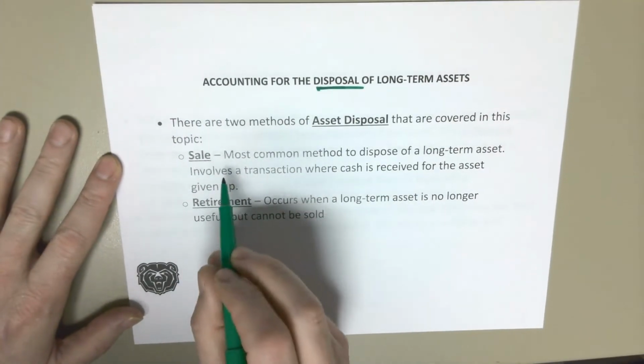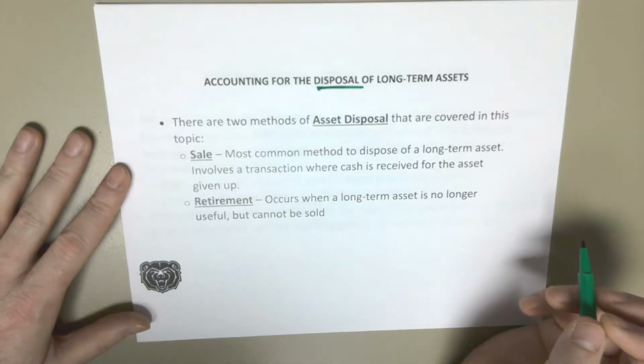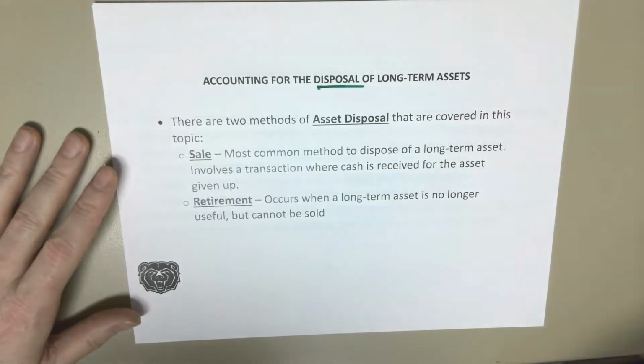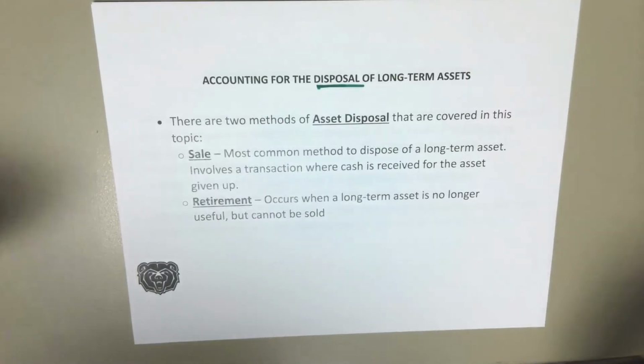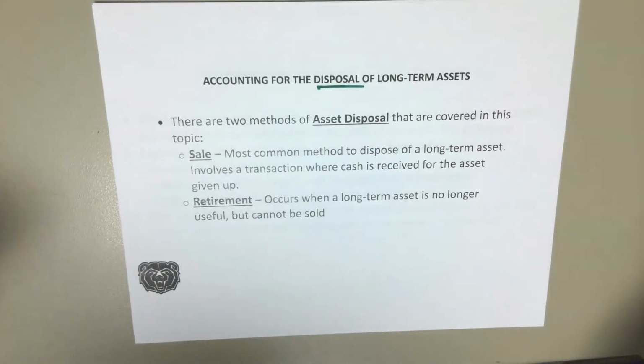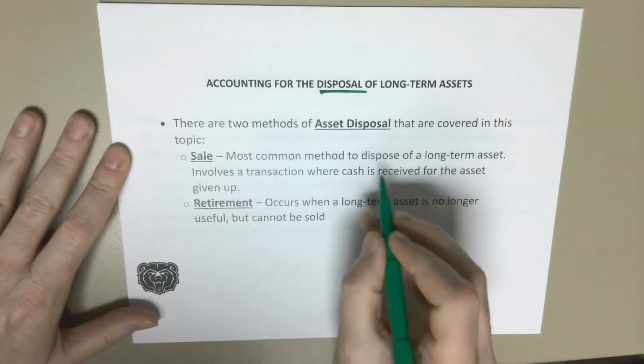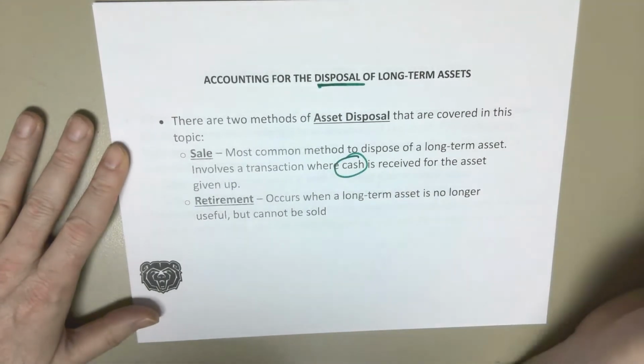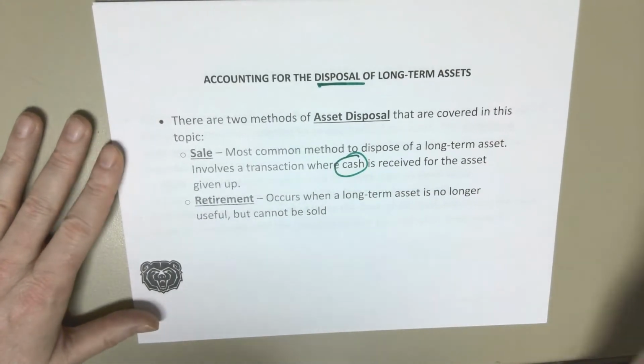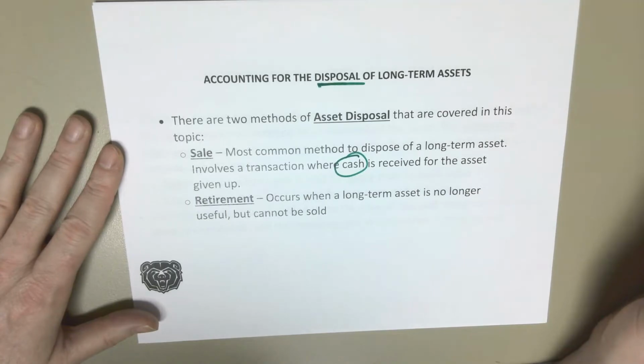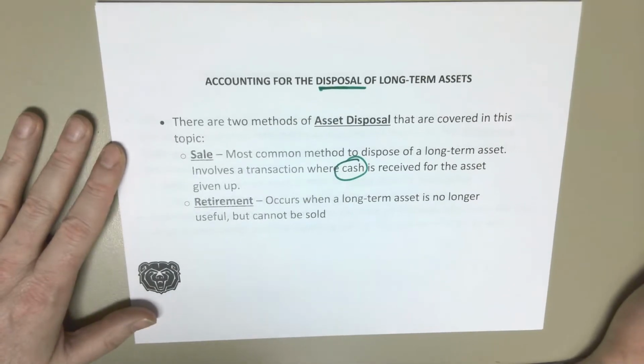The first one is sale. So you're going to sell it. This is the most common way that we dispose of long-term assets. Okay, it involves a transaction where cash or a receivable is received for the asset given up. Typically, in this class, it's going to be cash. Okay, and then you have retirement. This is when the long-term asset is no longer useful, but we can't sell it, right?